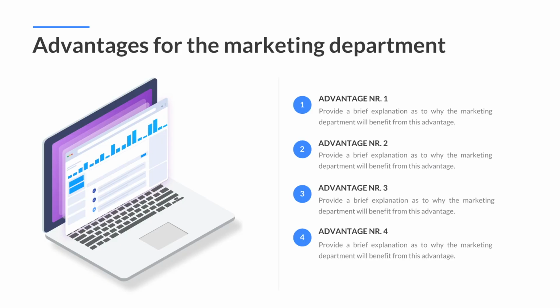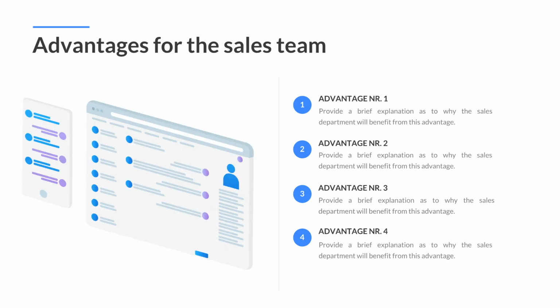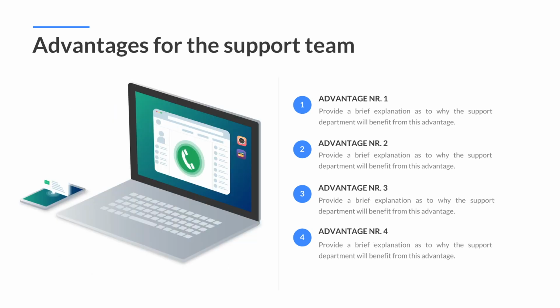The next slide is the advantages or the goals for the marketing department. I provided space for 4 arguments. As I said before, you can use the arguments I used in the previous tutorials. Then for the sales team and the support team. So this is very clear, I think.